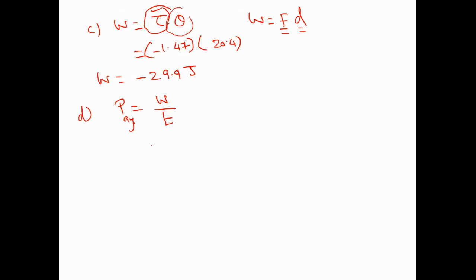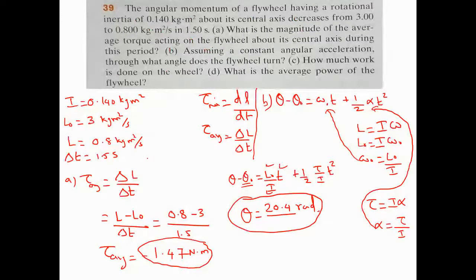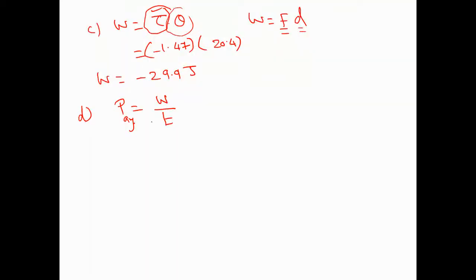Now, you can see that the question is very important. You can just read the question: how much work is done on the wheel? That means you are doing the work on the wheel, am I right? That's why we are using a negative sign here. If the work is done by the wheel, it is positive. Understand?